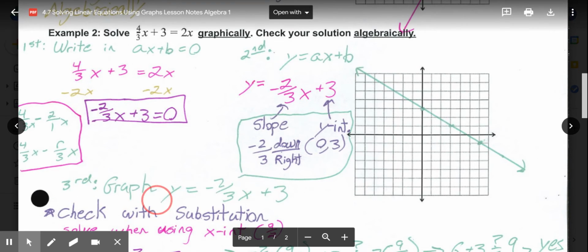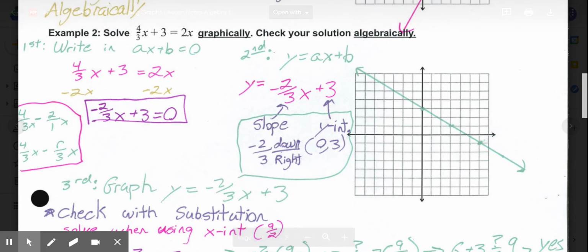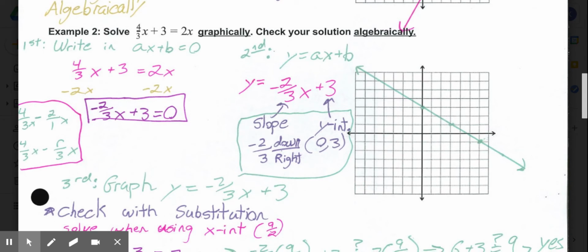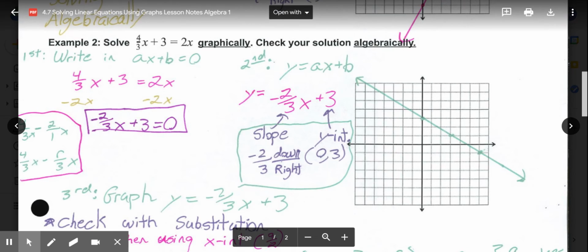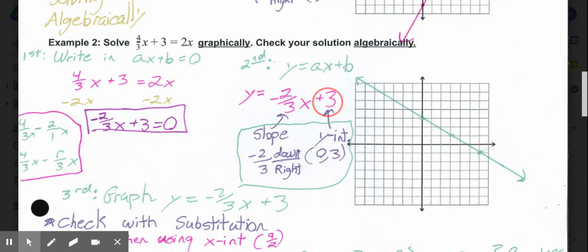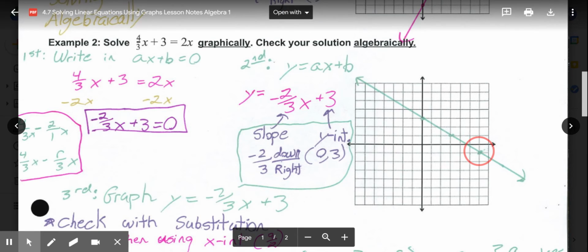Now the third thing we're going to do is graph negative 2/3 x plus 3. Well, it's in slope-intercept form. So the positive 3 is my y-intercept. So over 0 up 3 gives me my first point. My slope is a negative 2/3. So I'm going to go from 0, 3 down 2, right 3, and there's my next point. Connect your points and draw your line.